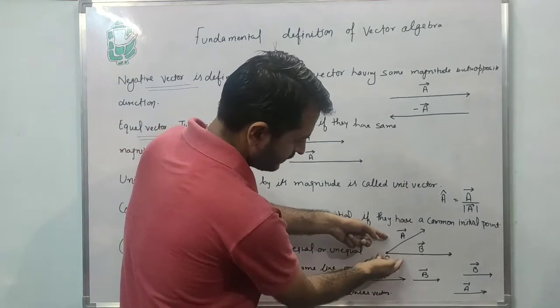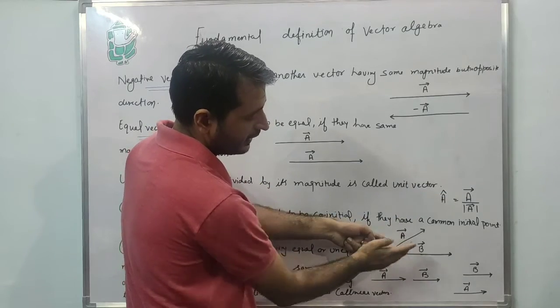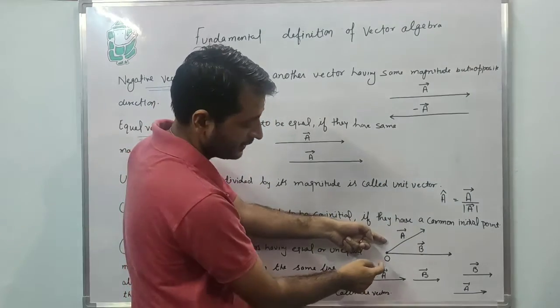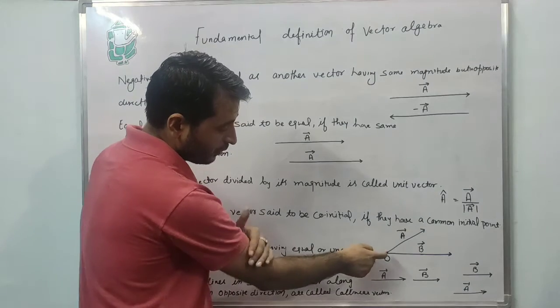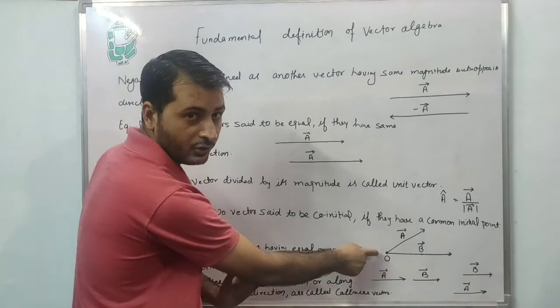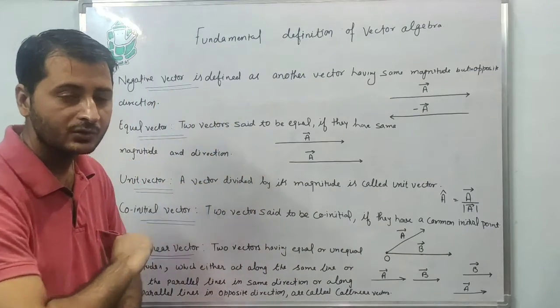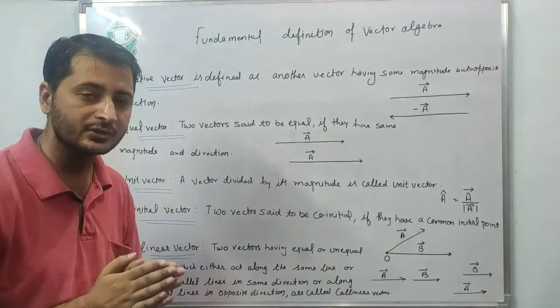Like this, we have a vector b along the x-axis, and we have a vector a along any particular direction. O is the origin, so the initial point of a and the initial point of b are common. So that means they are called co-initial vectors.